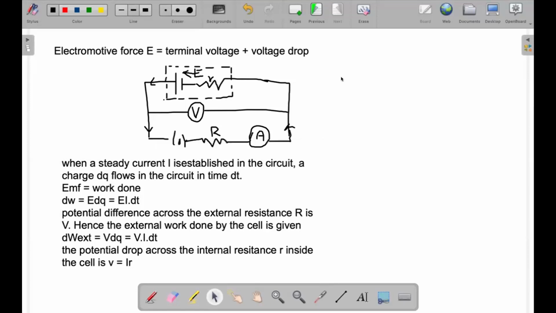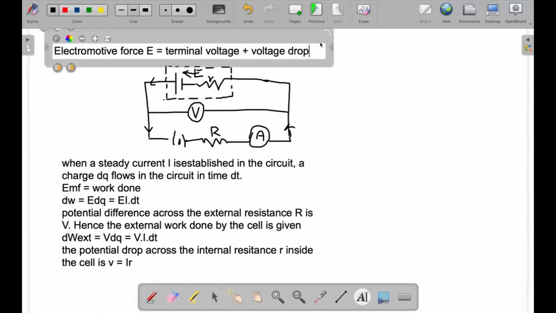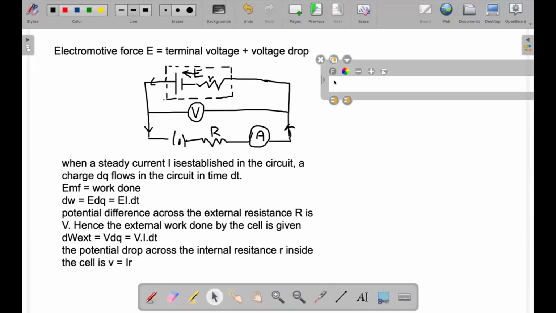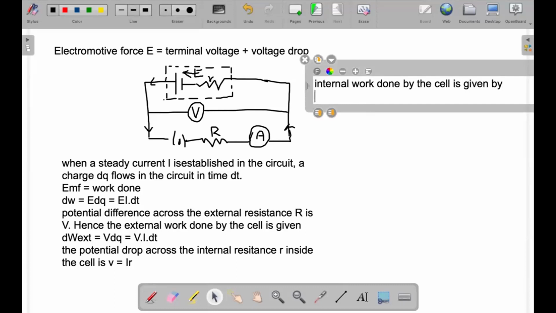And the internal work done by the cell is given by, so we can write dW, internal work done, is equal to V I dt, or we may write it as V is I r, so I, and then this is square, I squared r dt, right?